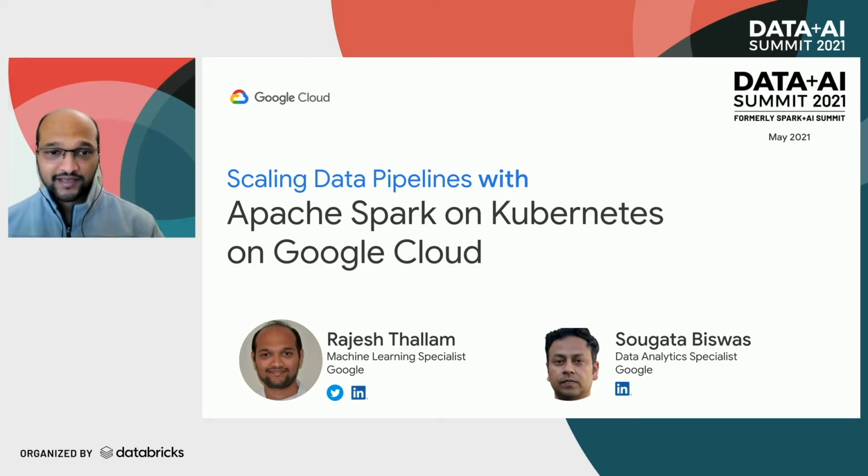This is Data and AI Summit 2021 conference, and we are here for a session around scaling data pipelines and beyond with Apache Spark on Kubernetes on Google Cloud. Before I begin, I would like to remind you that we are available for chat during the talk. So as questions come up, please type them in and we'll respond.